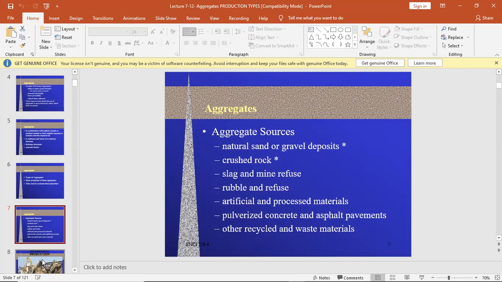Let me just define pulverized concrete, because sometimes we tend to confuse it. If you break or demolish the concrete, it will not be of your required quality, so some processes make it usable. That's why we call it pulverizing the concrete. And then there are other types of recycled and waste materials in the industry. People try to use them.